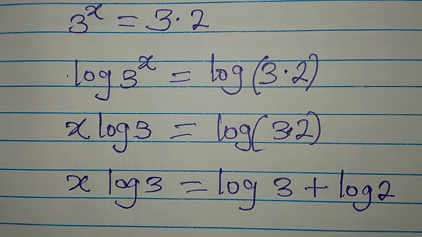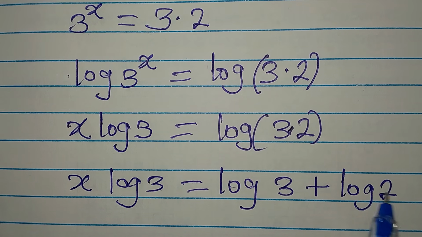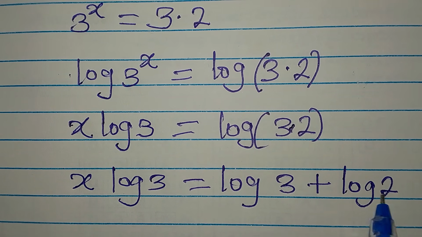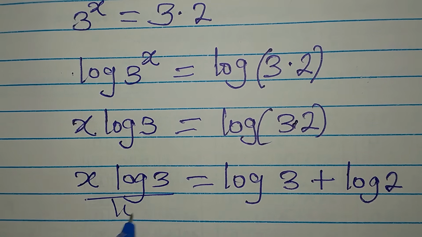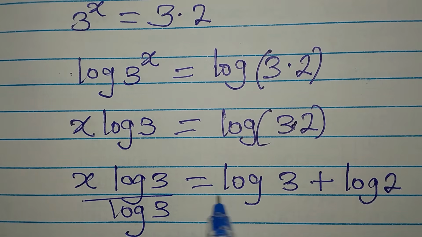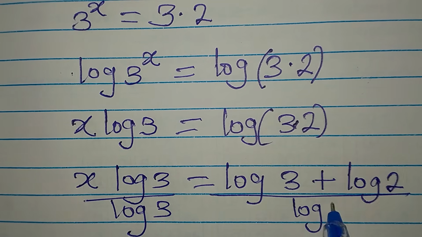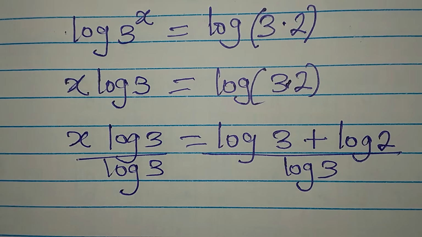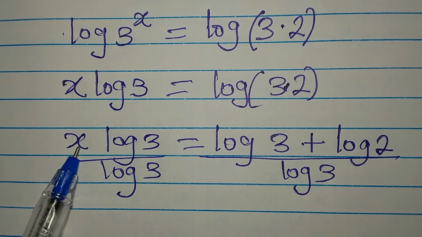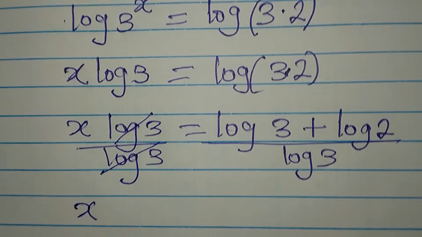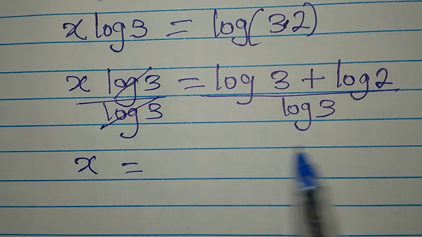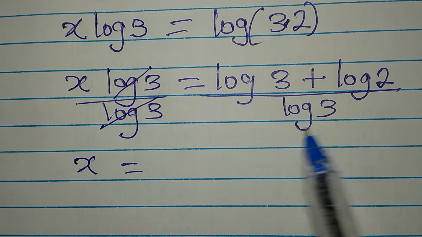Now, take note of this. Log 3 plus log 2 is the same thing as log 6, right? Because if you want to bring this together, it will be log of 3 times 2, which will be log 6. Now, we are looking for the value of x, so we have to divide this by log 3, and then the whole of this by log 3, just like we divide both sides by the coefficient. This time around, we divide both sides by log 3, so that this will go. Now, x is alone, and it will just be equal to log 3 plus log 2 divided by log 3.